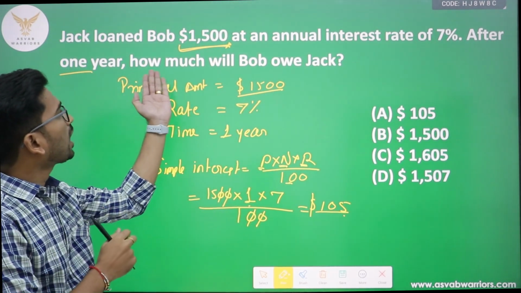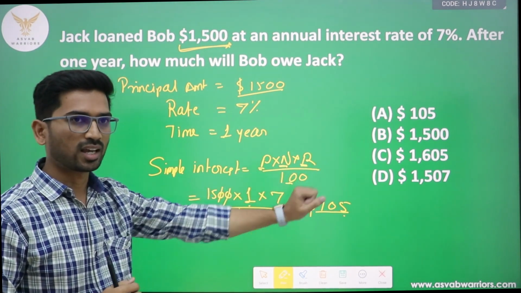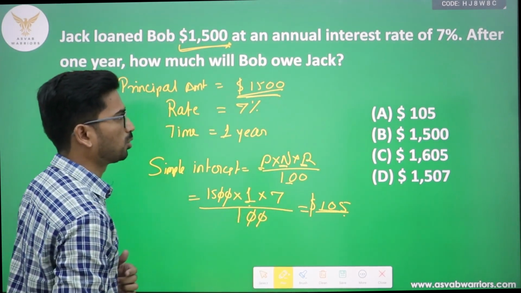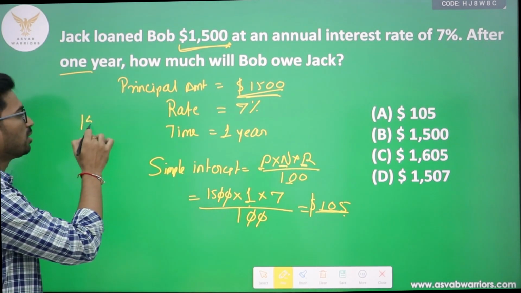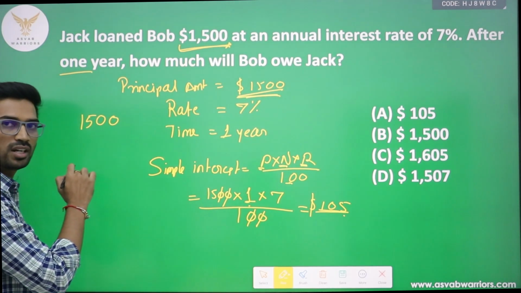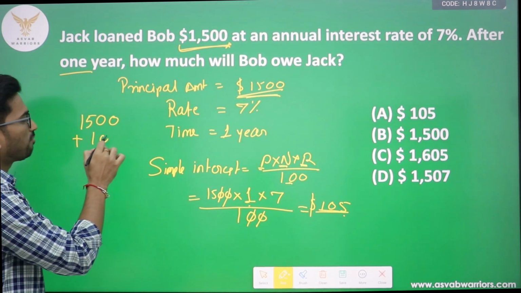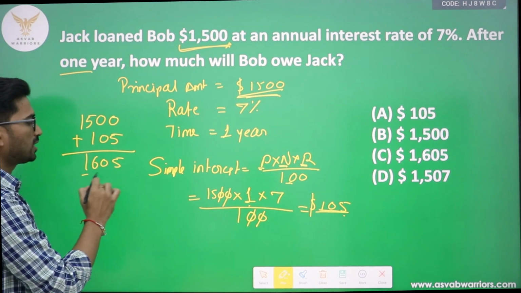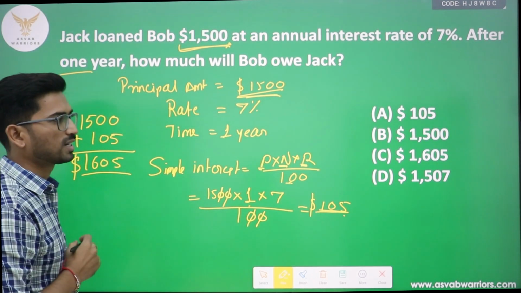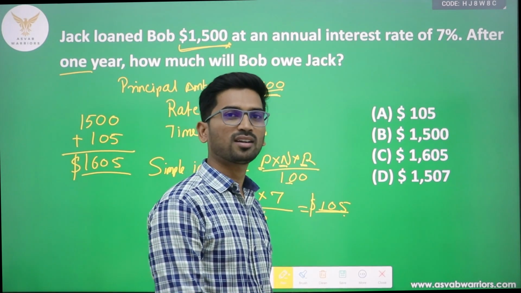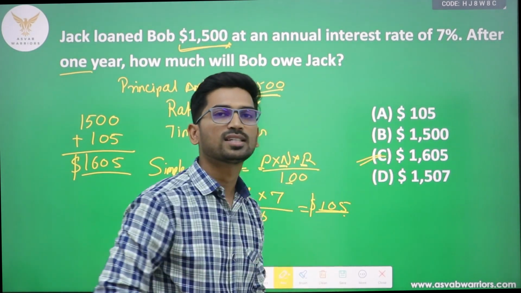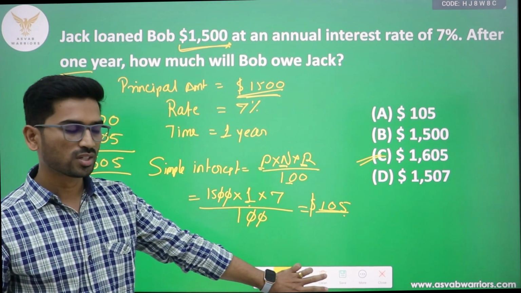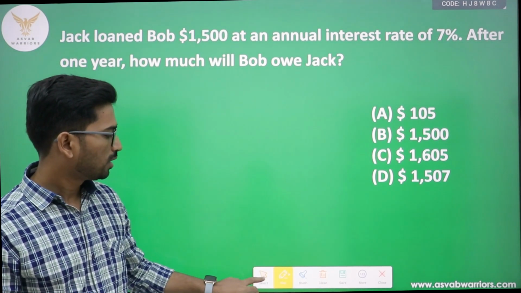But we need to calculate how much Bob will owe Jack. He will owe the principal amount as well as the interest amount. So the total amount will be the principal amount, $1,500, plus $105 of interest, so the total will be $1,605. Which option is correct? Option C is the correct answer. I hope you understood this question. Now let us move on to the next question.